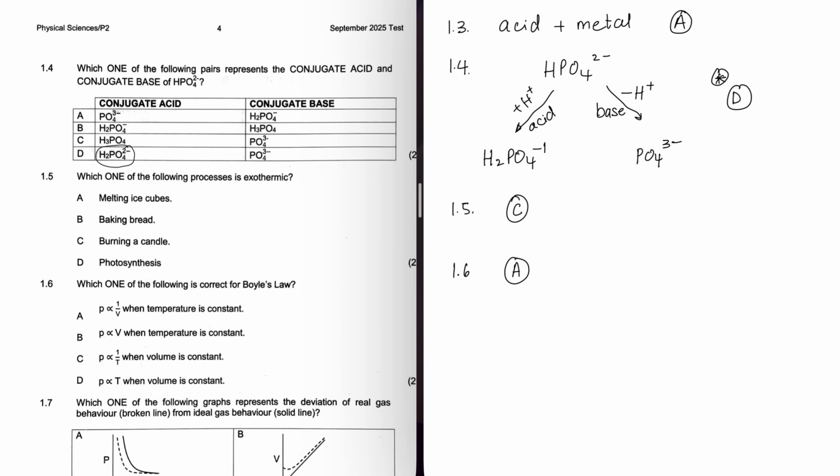Now, you can use the ideal gas equation to figure it out as well. So PV is equal to nRT. So since n, the number of moles, is constant, R is constant, and T is constant, then P is going to be directly proportional to 1 over V. Although you can just remember it.